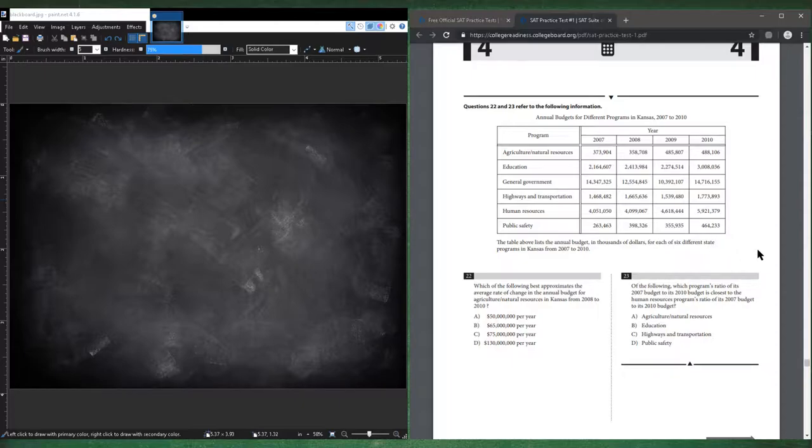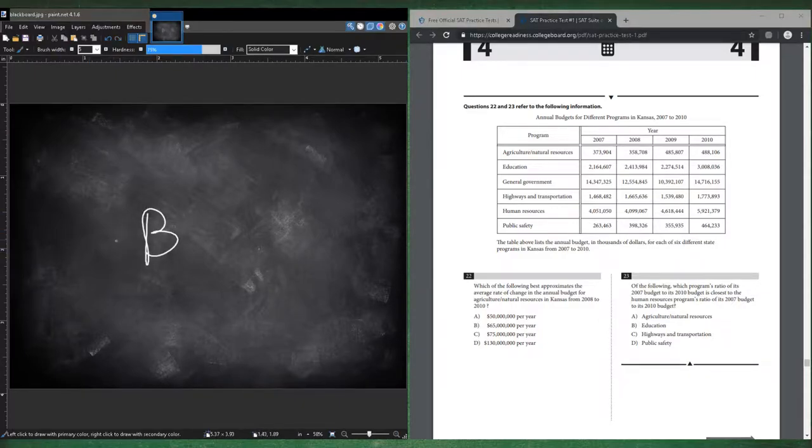Highways and transportation, which is 1,468,482 divided by 1,773,893, which is 83%, which is a lot further from 72. So still the closest is education. Public safety, 263,463 divided by 464,233, which is 57%, which is lower, but 72% is closer. So the closest number is education. So the answer is B. So 23 is pretty simple, but it just takes a lot of time.